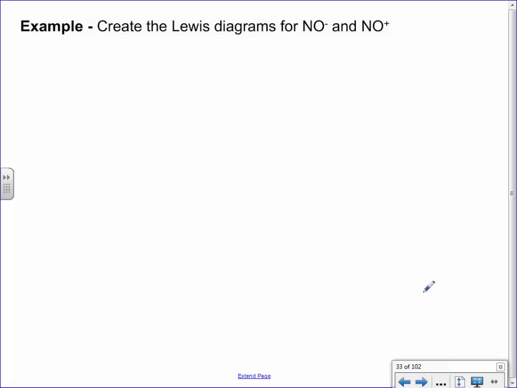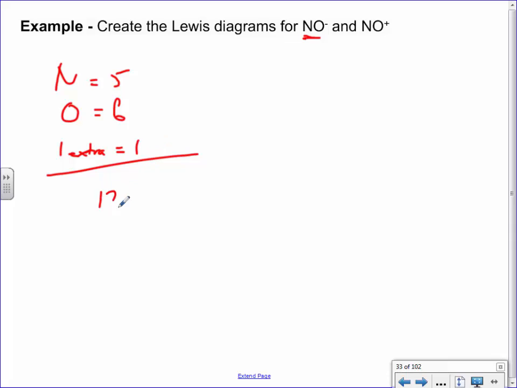Let's try another one. Let's try nitrogen oxygen with a negative charge, as well as a nitrogen oxygen with a positive charge, so that we can try to draw what these would look like. So nitrogen brings to the table 5 electrons. Oxygen brings to the table 6 electrons. And if we're doing the one with the negative charge, I get 1 extra electron. So if I'm doing this guy right here, we have a grand total of 12 electrons to work with. Everybody good on that?